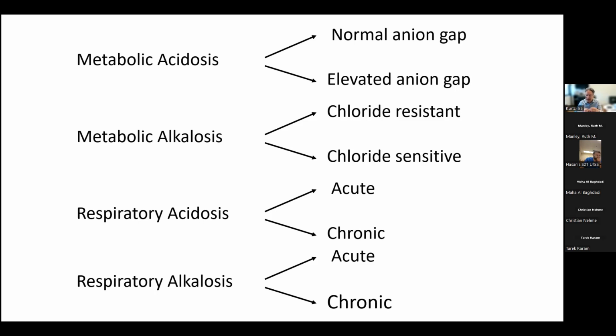The chronic is a different situation where the kidney starts generating more bicarbonate and adding it to the blood. And that's why the bicarbonate goes up further than just the acute situation. And the converse with respiratory alkalosis.